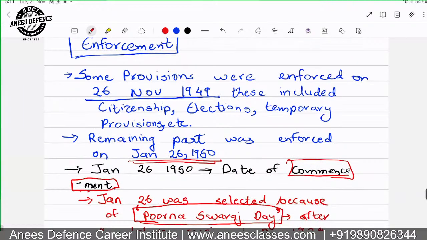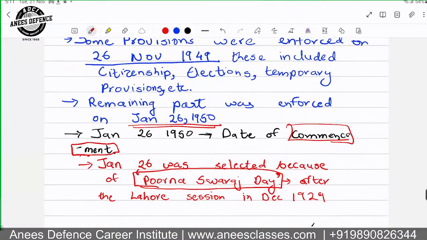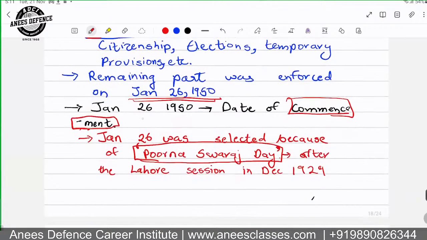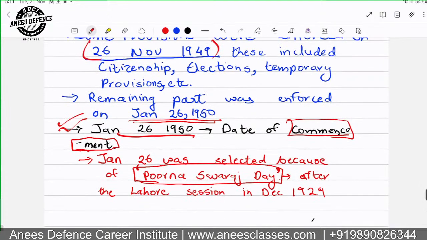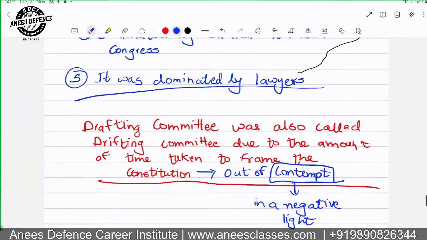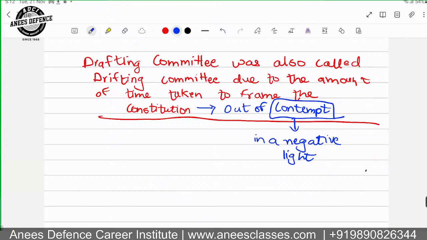Next, the date of enforcement is 26 November 1949. The date of commencement is 26 January 1950. This is very important for law students, and the difference between commencement and enforcement is also very important. The significance of January 26 we have seen yesterday: Purna Swaraj Day. Then criticism of the Constituent Assembly. Then we have seen about the drafting committee.